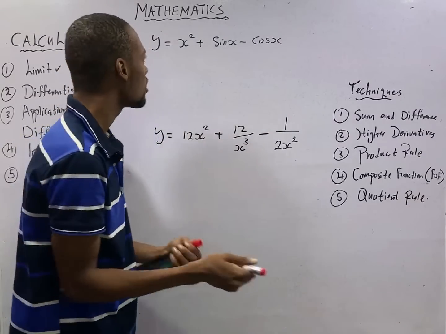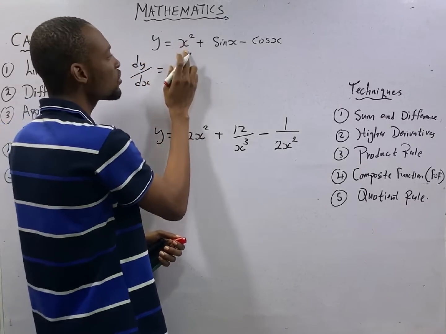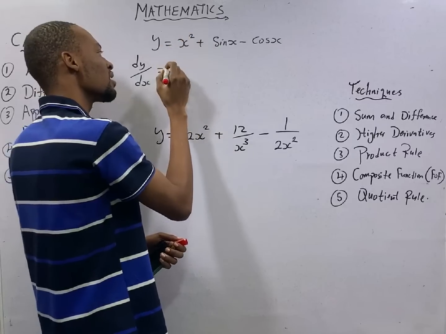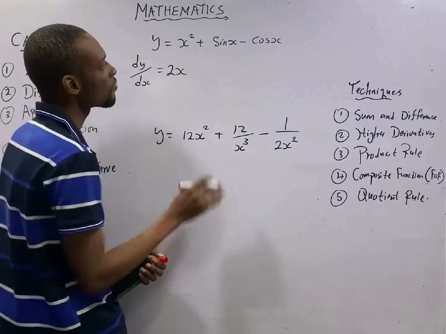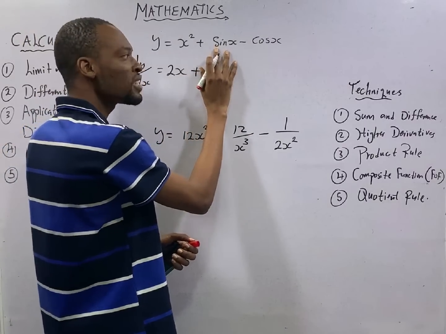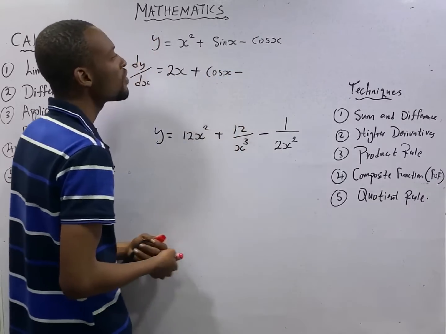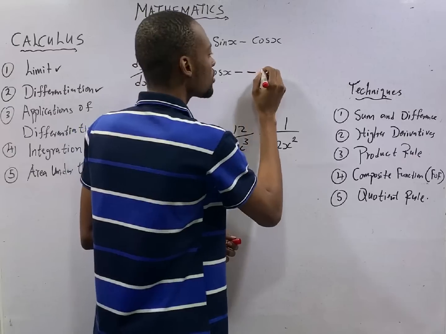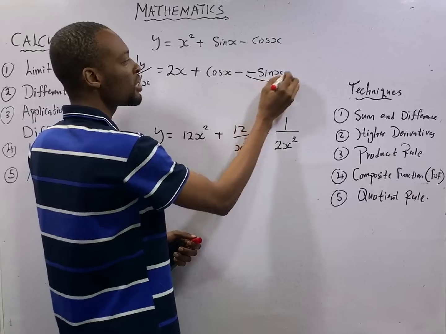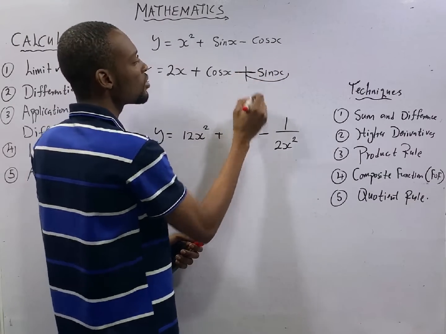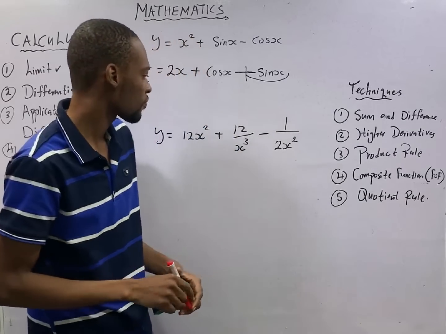Simple as that. For here, dy over dx is s squared. When you differentiate s squared, 2 times s is 2s. Subtract 1 from the power, you are left with nothing. Plus, when you differentiate sin s, you get cos s. Minus, when you differentiate cos s, you get minus sin s. There is minus here, and this one comes with its own minus. So minus times minus turns to plus. That is it. You don't need any special method, whatever.